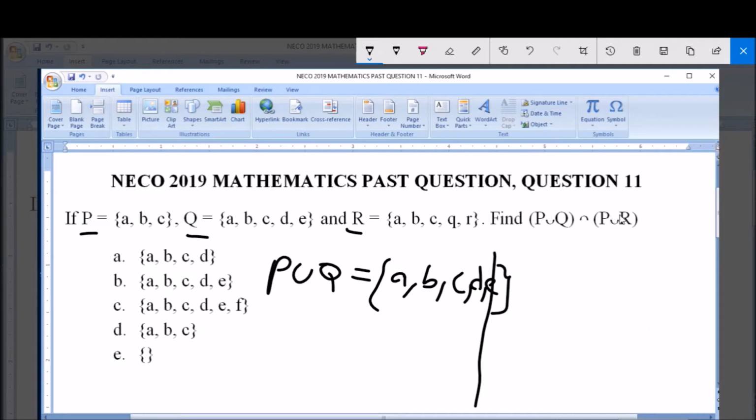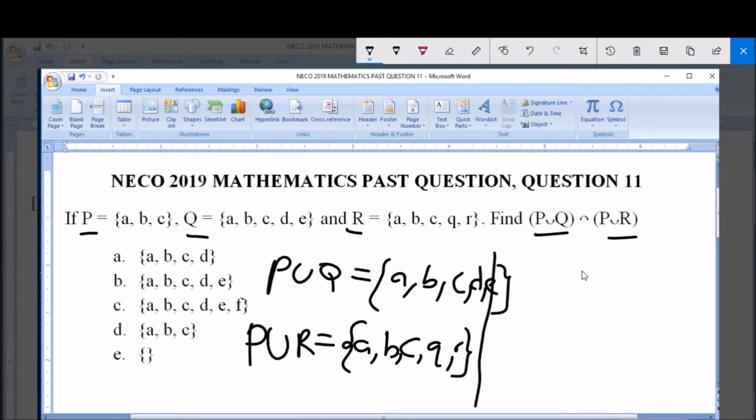Now, we have P union R. That is the set of P combined with the set of R. And we have A, B, C, Q, and R. So this is the combination of the set P and set R. Now the question says we should find the intersection of P union Q and P union R.